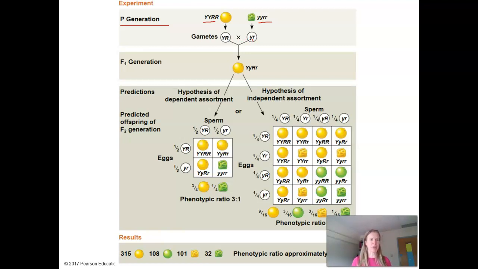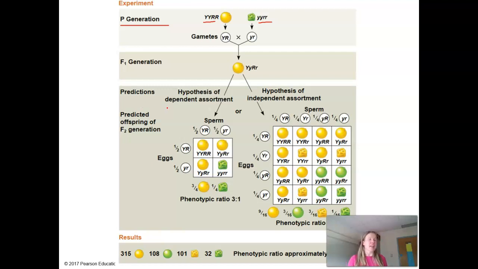Notice they don't change the letter to a G on this side. That is the recessive version of the color. Just like with the purple and white flowers, we didn't make it a W. It was just a lowercase p for a white flower. So in our F1 generation, we are going to get heterozygous for both of those traits.